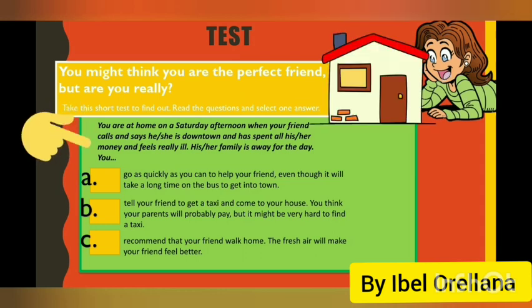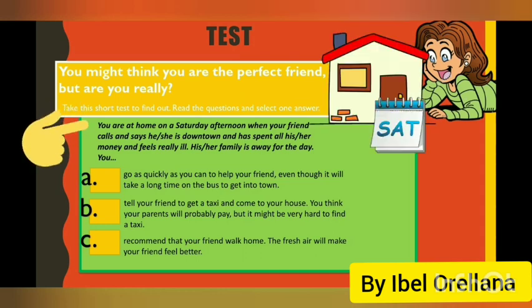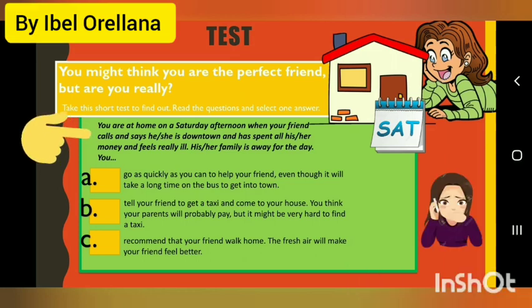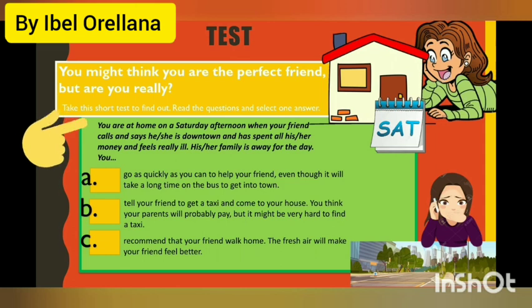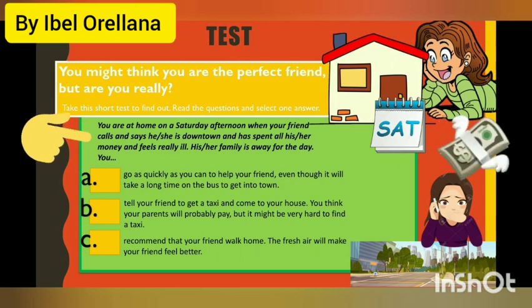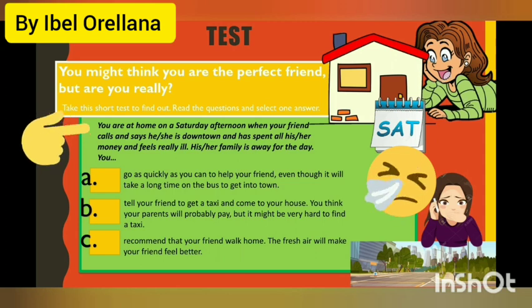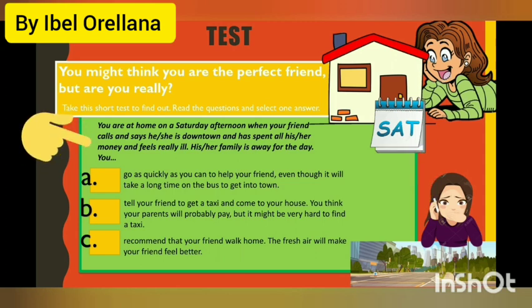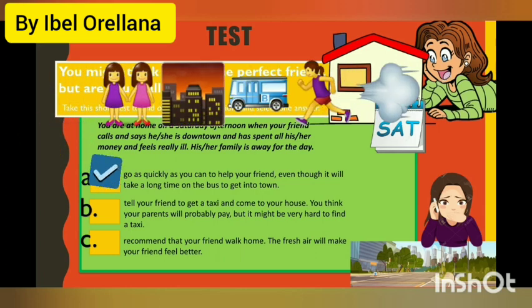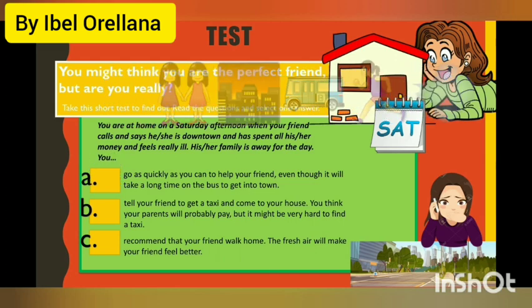Question 1. You are at home on a Saturday afternoon when your friend calls and says he or she is downtown and has spent all his or her money and feels really ill. Her family is away for the day. You: A. Go as quickly as you can to help your friend, even though it will take a long time on the bus to get into town.